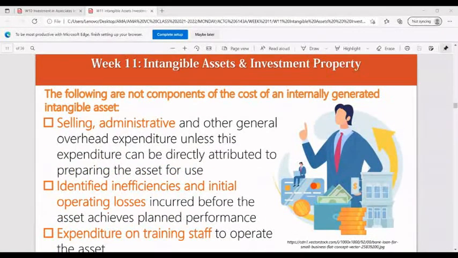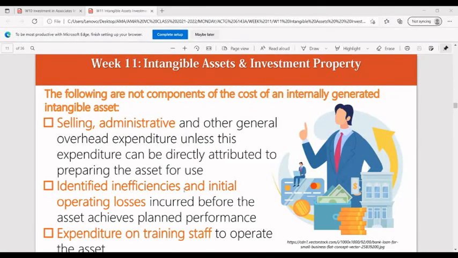Now, the components of the cost of an internally generated intangible asset. These are selling, administrative, and other general overhead expenditure, unless the expenditure can be directly attributed to preparing the asset for use.